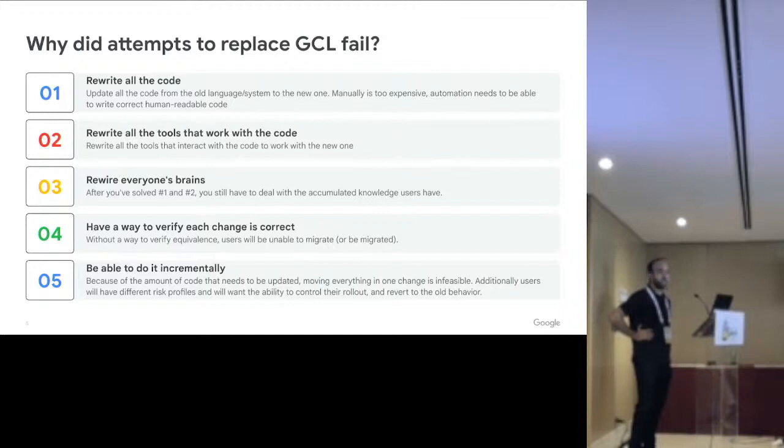The third one is even more challenging, and if we had a solution for this, we should use it for better applications. In changing configuration languages, you have to rewire everybody's brain. If you change from an old system to a new system, everybody has accumulated knowledge about how to interact with that old system. And if in the new system the knowledge doesn't carry over, that's often a cost that most people are not willing to pay. So how do you solve for those when you're trying to make an improvement?